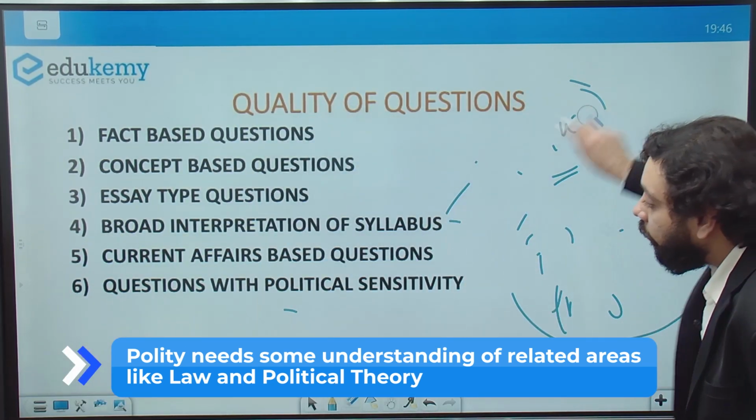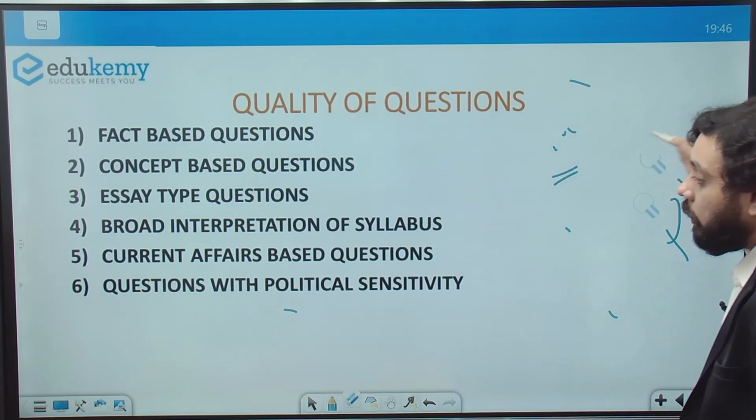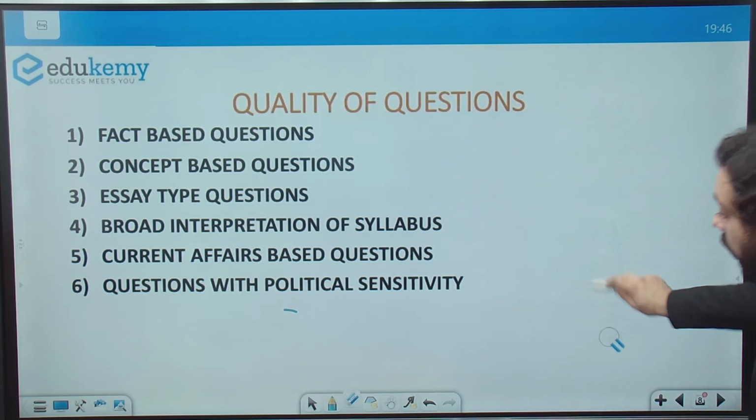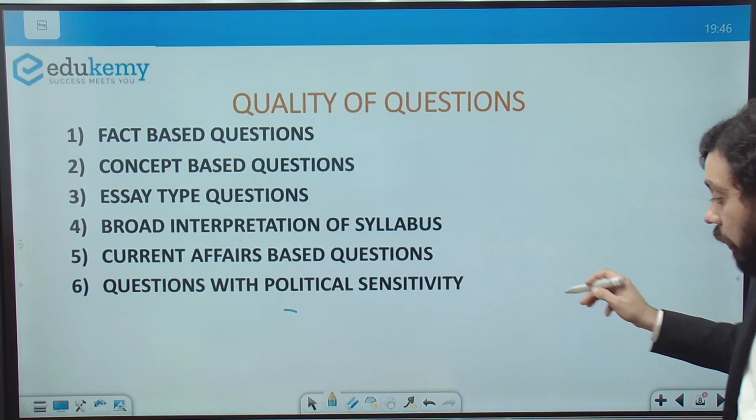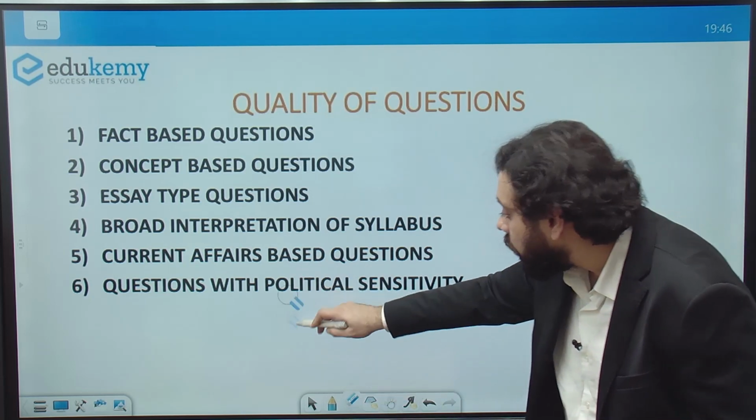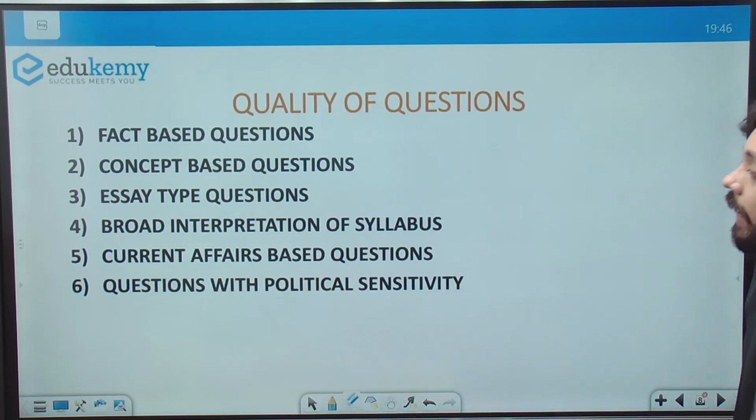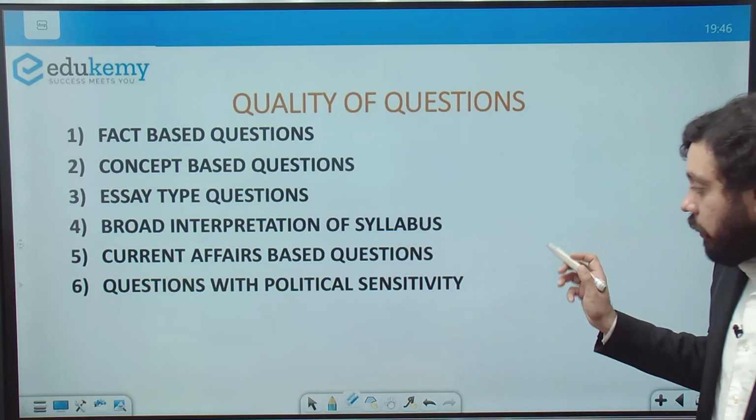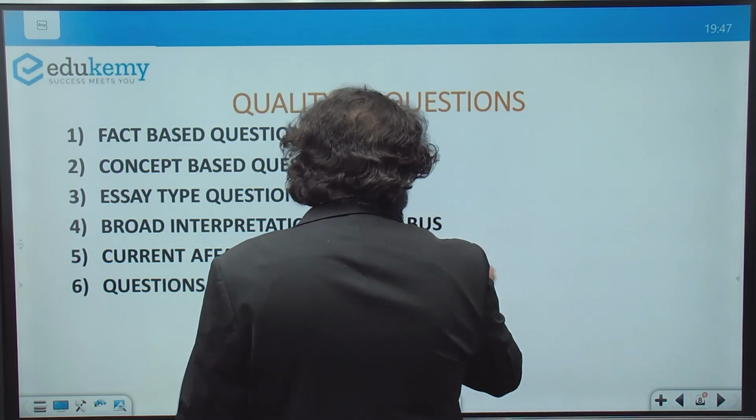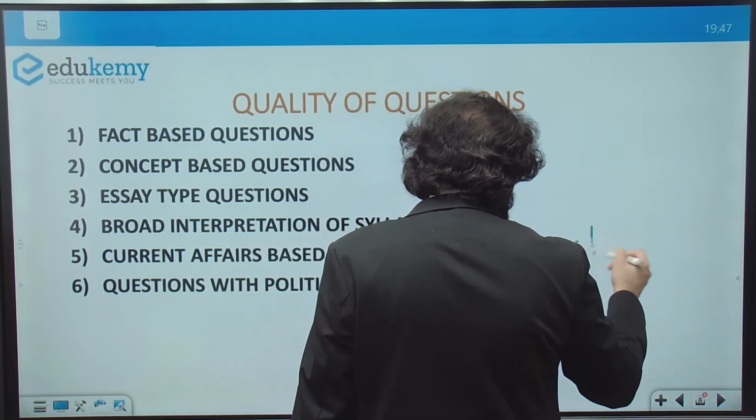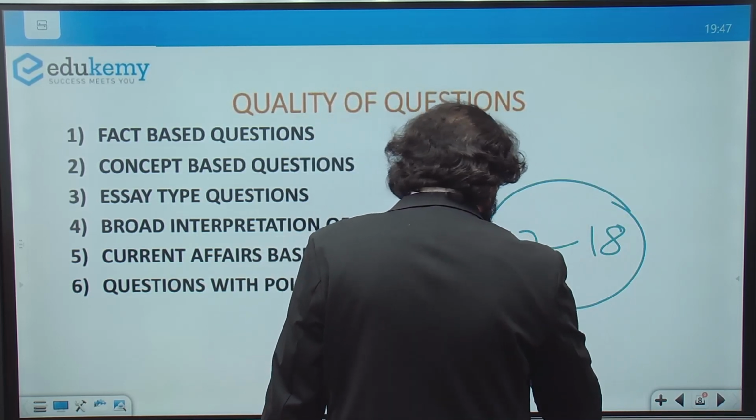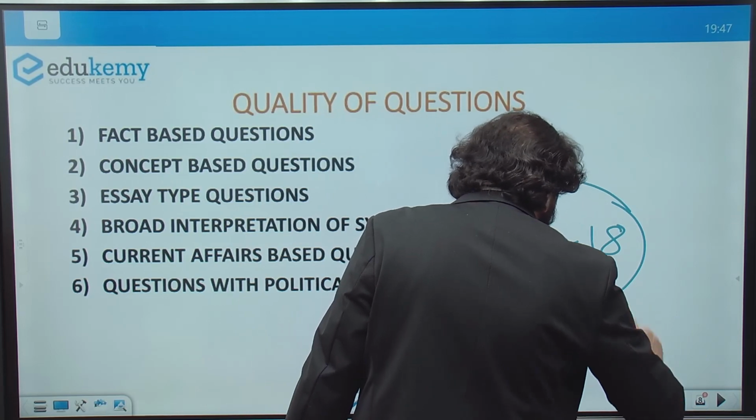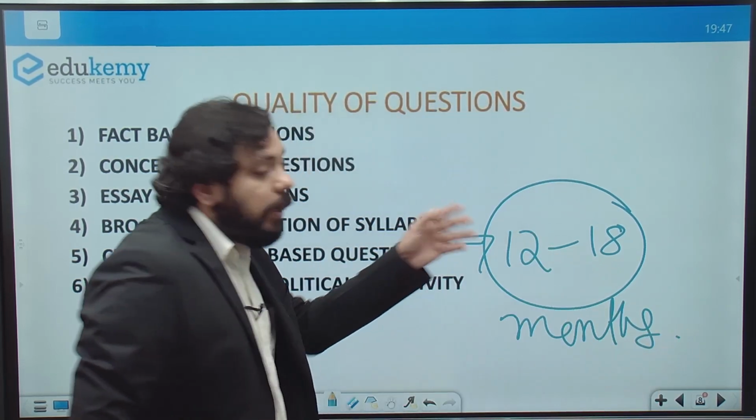Okay, and then the final part, or the second last part, is the questions with the current affairs base, which basically means the questions which are directly or indirectly inspired by current affairs. Of course, one thing that goes without saying is that almost all questions in polity and governance can be traced back to an event which happened in the last 12 to 18 months.